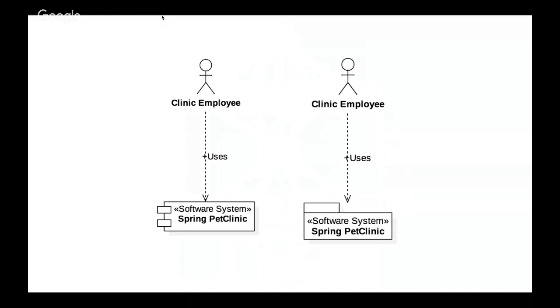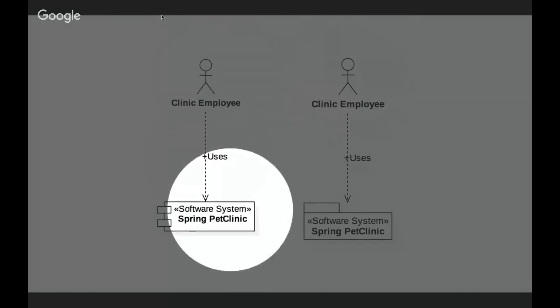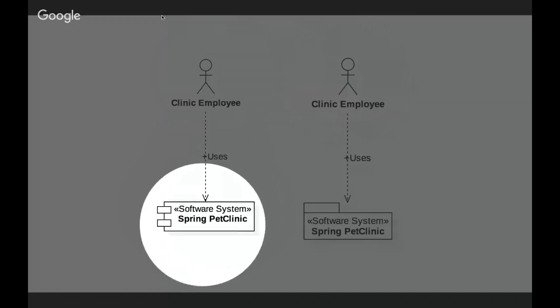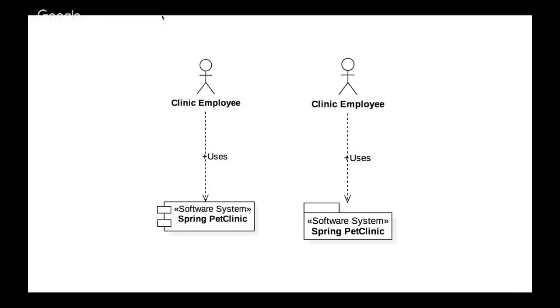There is no system box in UML. So really what you have to do is draw an actor, and then, using an arrow, point towards a component, in this case with a software system stereotype, or you can use a package symbol. So UML gives you a bunch of different options, and you have to pick the one that you like the most. So that's the system context diagram.